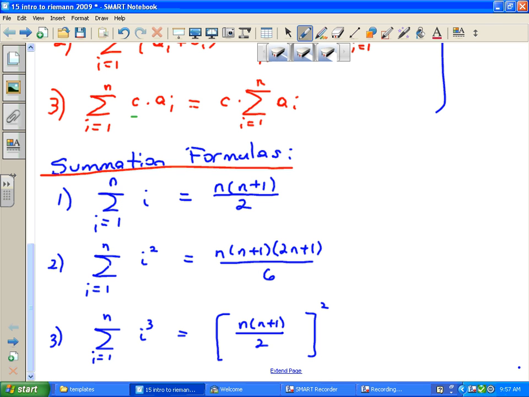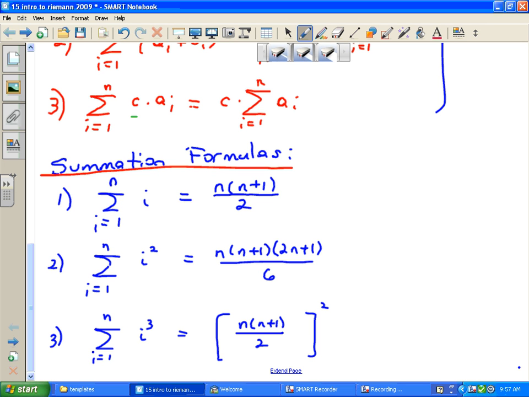But these are some formulas, some shortcut rules. How can you find the summation of the first n terms? How can you find, rather I should say, the summation of the first n whole numbers? The second one tells you how to find the summation of the first n whole number squares. And the other one is how do you find the first n whole number cubes? So these three formulas will tell us how we can quickly find those.